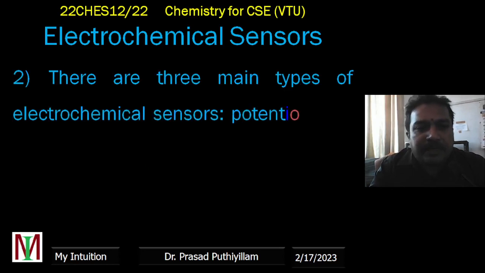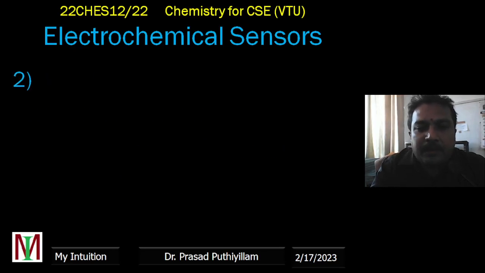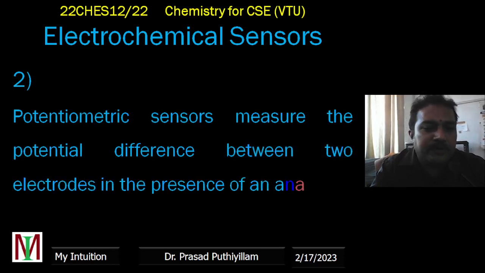There are three main types of electrochemical sensors: potentiometric sensors, amperometric sensors, and conductometric sensors. Potentiometric sensors measure the potential difference between two electrodes in the presence of an analyte. Potential difference means we know every material has its own energy levels. If it is connected to another material, say, if I take the example of metals, that is very easy to understand.